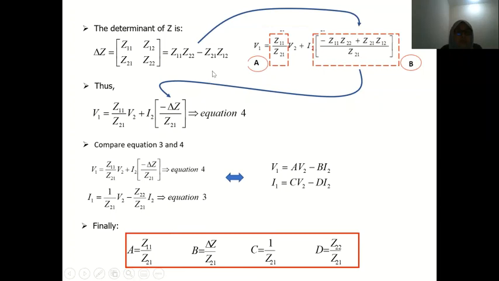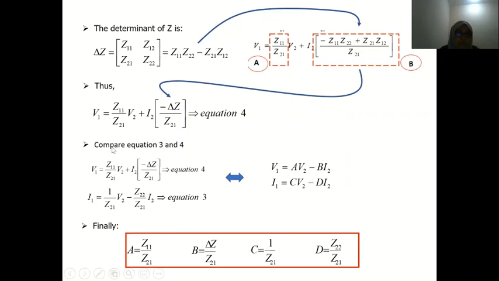So now, by looking at the determinant of your Z, we know this is your Z matrix. The determinant is Z11 Z22 minus Z21 Z12. So from your fourth equation just now, this is your minus Z determinant, divided by Z21. The numerator is minus determinant of Z, divided by Z21.